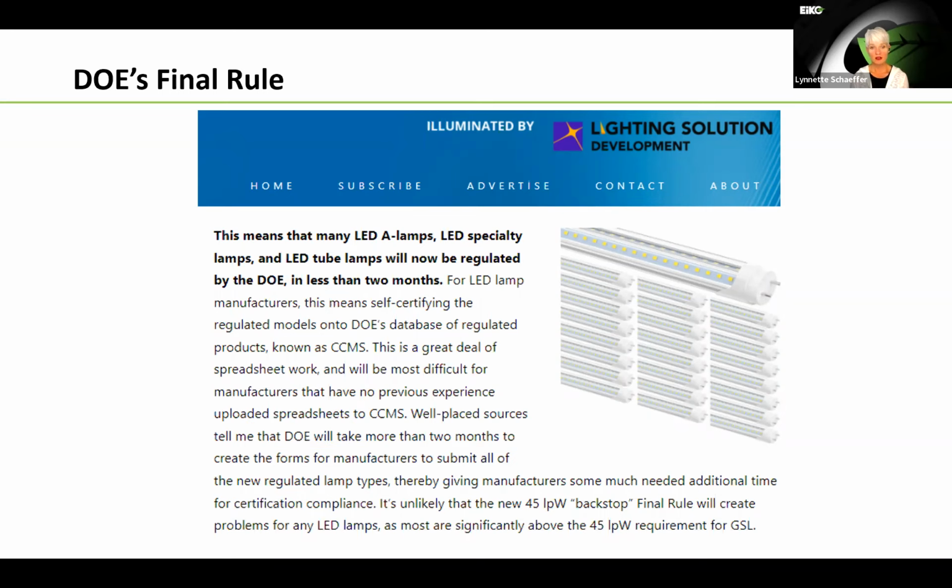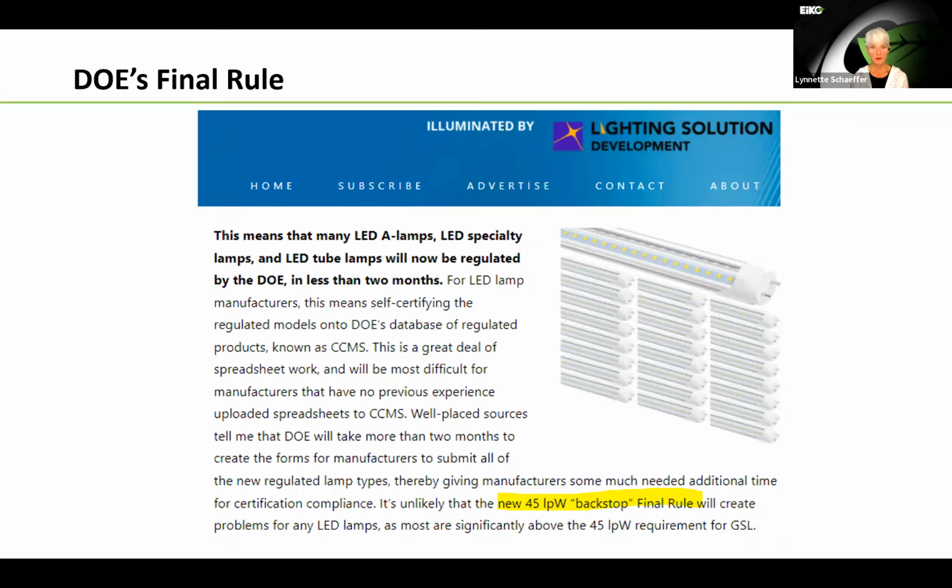And then the rest of the article explains the forms that manufacturers need to complete to confirm their products are in compliance. Yes, there's a lot of testing, a lot of forms, a lot of stuff we have to do from a manufacturer standpoint to ensure we're in compliance. But this article also mentions that there's a new 45 lumen per watt backstop rule, and how this could pose problems for LED lamps, specifically those that are greater than 45 lumens per watt.